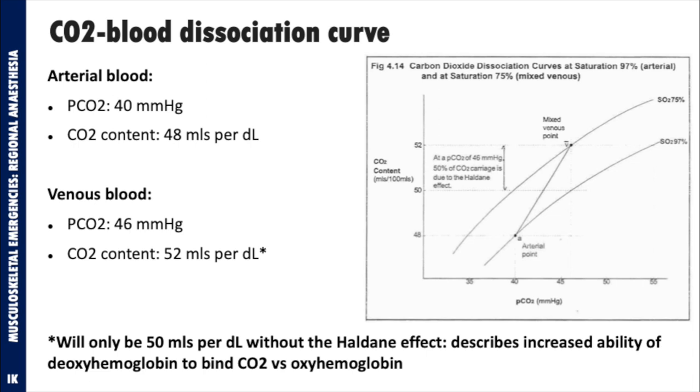So the Haldane effect means that deoxyhemoglobin has an increased ability to carry CO2 and vice versa. Oxyhemoglobin will bind CO2 less, deoxyhemoglobin will bind CO2 more. So venous blood can pick up more CO2. But in venous blood, there's more deoxyhemoglobin, right? Which is good, which is what we want, because most of the CO2 is being produced and released into venous blood. So the Bohr effect is something like that, but it's for oxygen and hemoglobin.